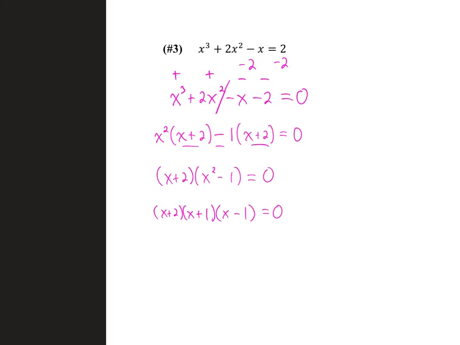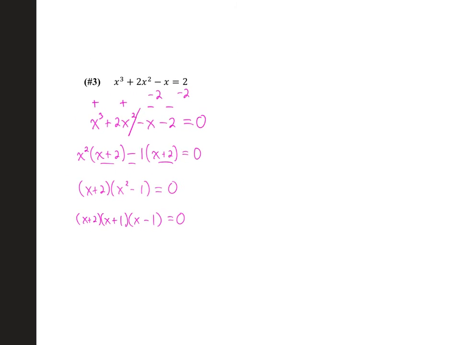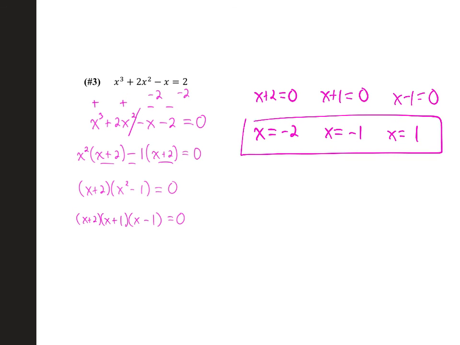And now, zero product property, we need to set each part equal to 0. So we're going to have x plus 2 equals 0, x plus 1 equals 0, and x minus 1 equals 0. We can just do the shortcut here; we don't need to write it out. x equals negative 2, x equals negative 1, and x equals 1. And these are our answers. And our 2 steps: we did grouping, and we also did difference of squares. And those were our steps.